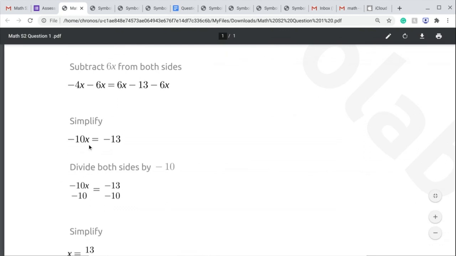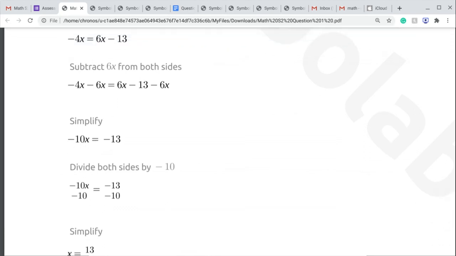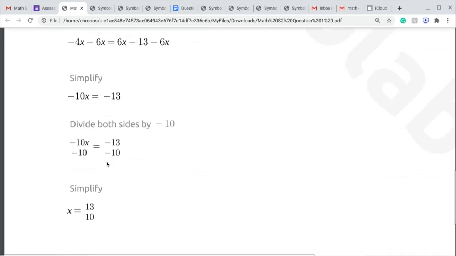But whatever you were doing on the left, which is multiplication, you do the opposite rule, which is division, because the opposite of multiplication is division, and you divide it from both sides, and then you get negative 10 divided by negative 10, which cancels that negative 10. So you're left with x on the left, but then you now have negative 13 divided by negative 10.